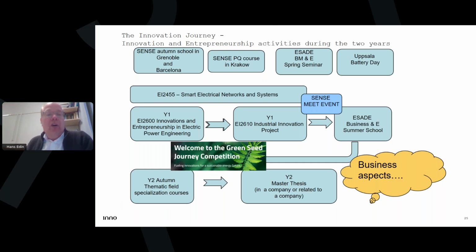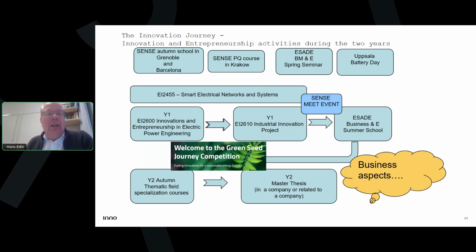Some of these activities are linked to the courses you take in the first year. If you take it at KTH, as an example, you have an innovation and entrepreneurship course starting immediately. And then you have an industrial innovation project that you do during the spring, together with an industry. You solve a certain task for the industry, and it can vary very much depending on the need of the particular industry.